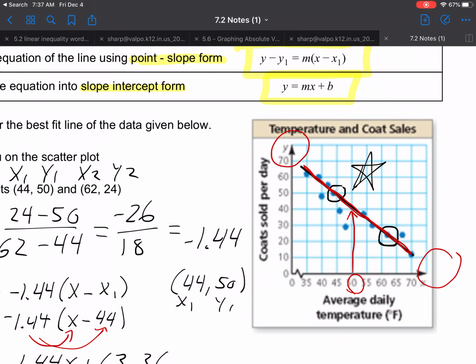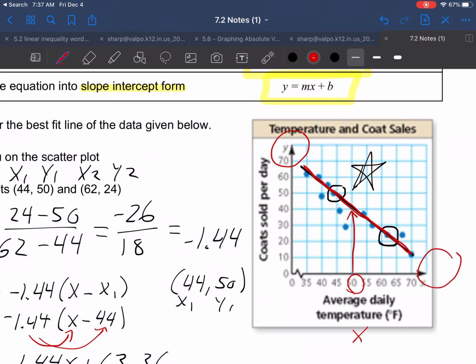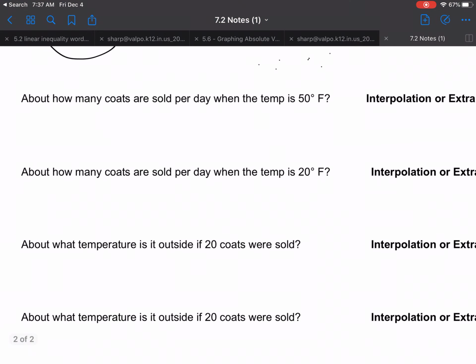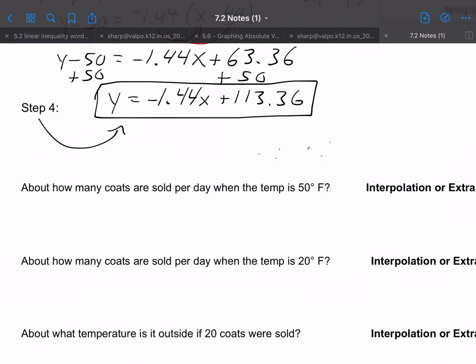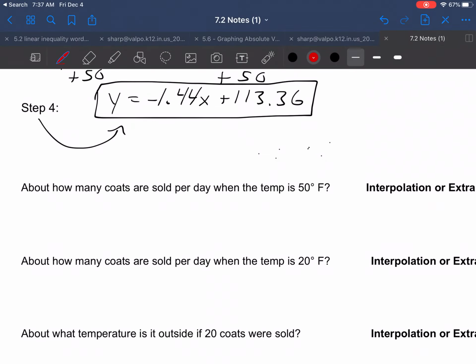So what I'll do is, since I know temperature is x, right? Temperature is x down here, and coats are y, I'm actually going to use my equation. And if it says about how many coats are sold per day when the temperature is 50, I know that in this equation, like we just said, your temperature right here is worth the x value, because that's where it was on my graph. It was on the x-axis, and my coats right here is worth the y value.